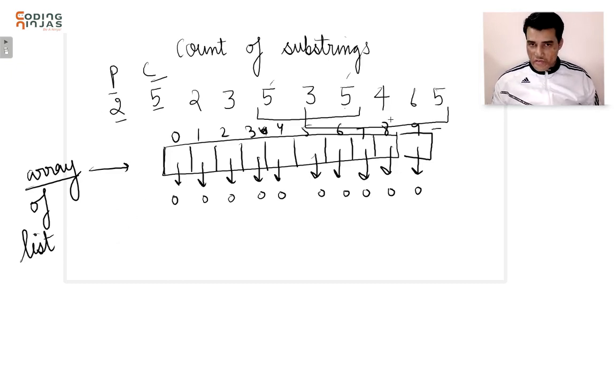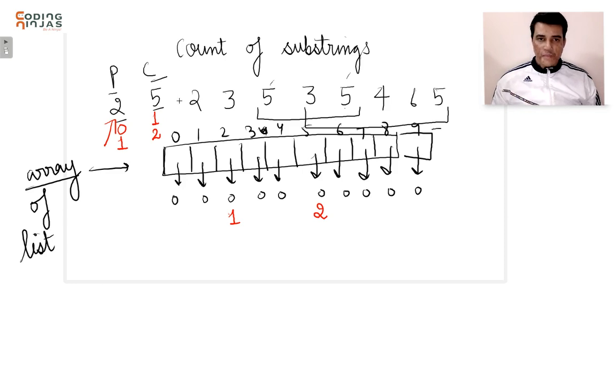Then I'll traverse the string. Let's take another color of pen and traverse the string. I'll start with the first index. The first digit is 2, so the index corresponding to it is 0. I'll convert it into its equivalent position and add 1 in this list. Then 5 comes at the next index. The position corresponding to it is 2. I'll add this position to its list.